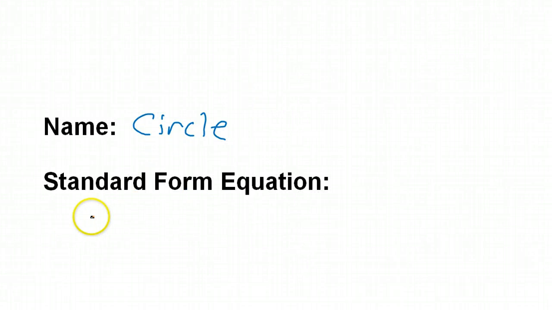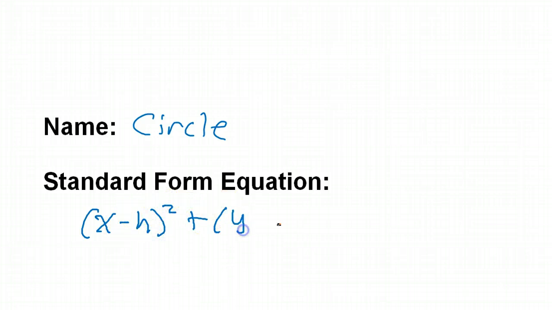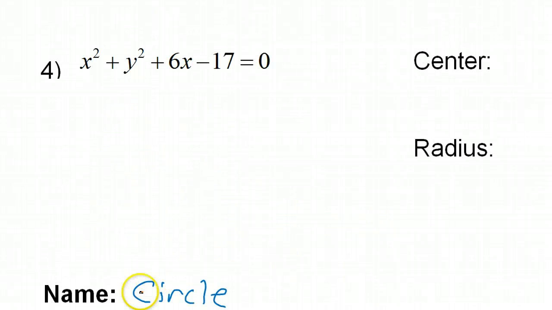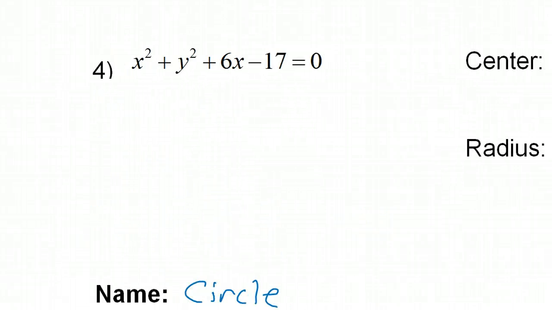Okay, and we know the standard form equation of a circle is (x minus h) squared plus (y minus k) squared is equal to the radius squared. So this is the shape that we are shooting for. To achieve that, we are going to have to complete the square twice.